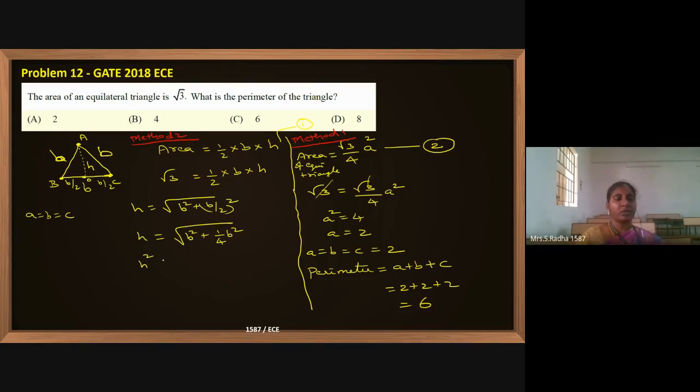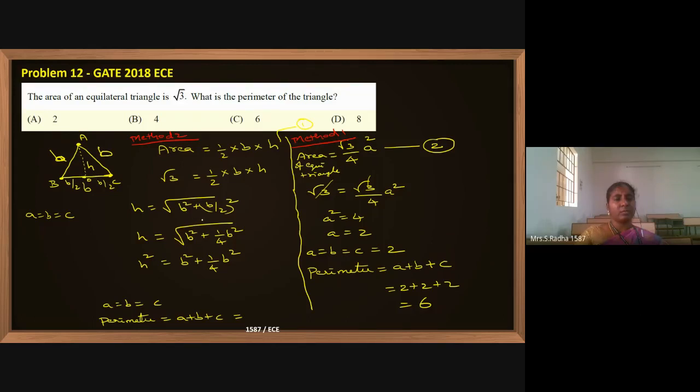If you square this, b square plus 1 by 4 b square, and then let this be equation number 1. You substitute this h value in equation number 1, you will get the b value, and then, as I told, a equals b equals c. Then again the perimeter is nothing but the sum of all three sides, a plus b plus c. In that case also you will get the same answer.